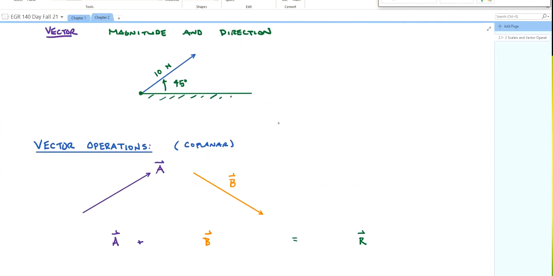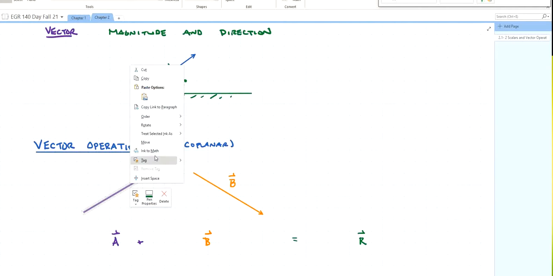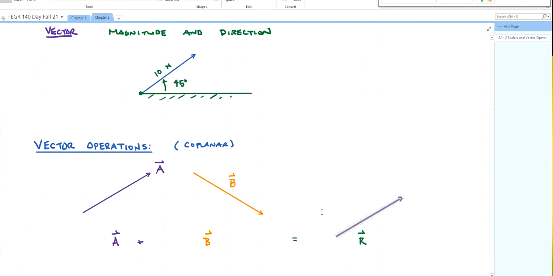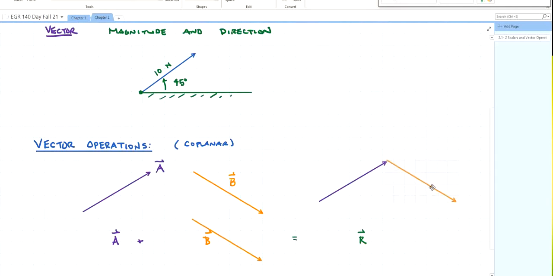So we can add this in one of two ways. We can take this vector and start with A, and then to it add B, and the vector R that results will start where the first vector started, in this case A, and end where the second vector ended, and that is our vector R. So A plus B equals R.